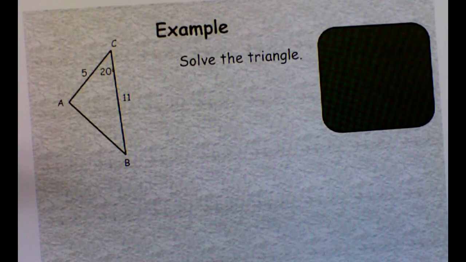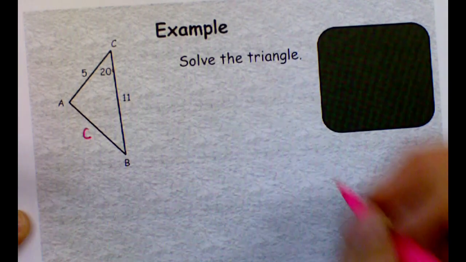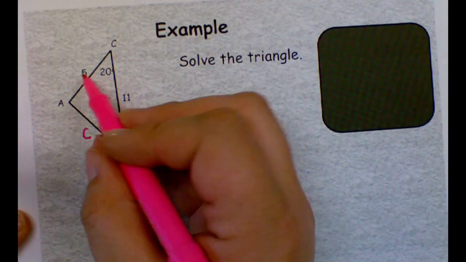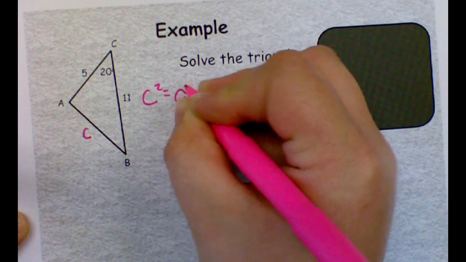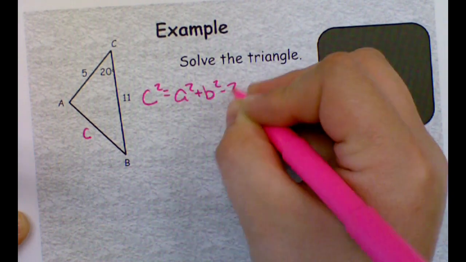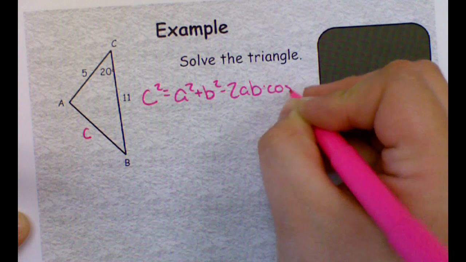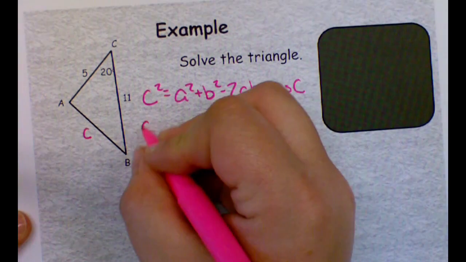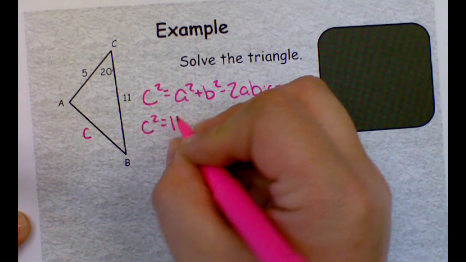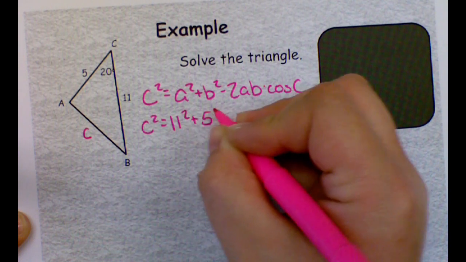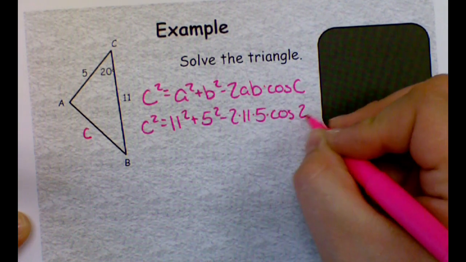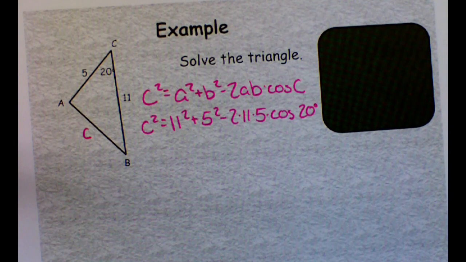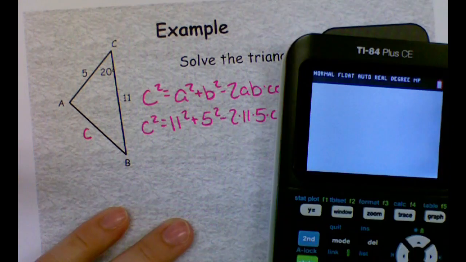So we're going to solve this triangle. I notice that I'm missing side c, but I have angle C and the other two sides. I would use c squared equals a squared plus b squared minus 2ab times the cosine of C. Plug in everything I know: a is 11, b is 5, angle C is 20 degrees. This problem is nice. All I do is plug it in my calculator.